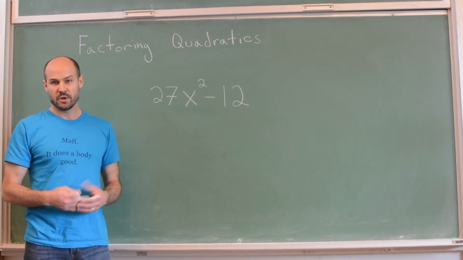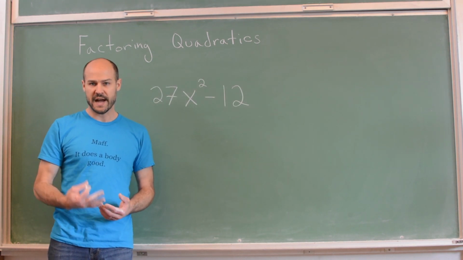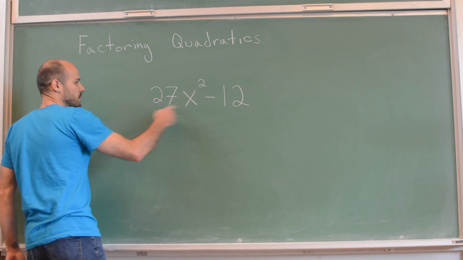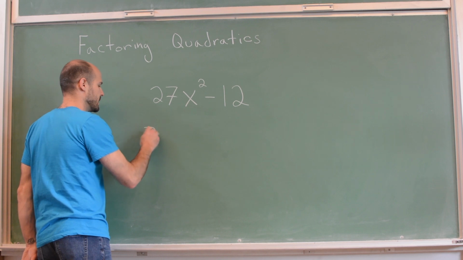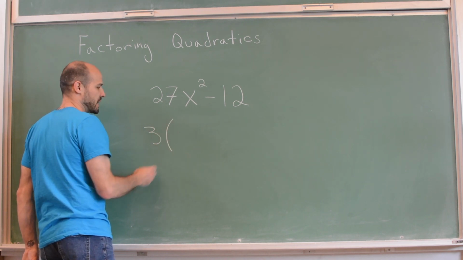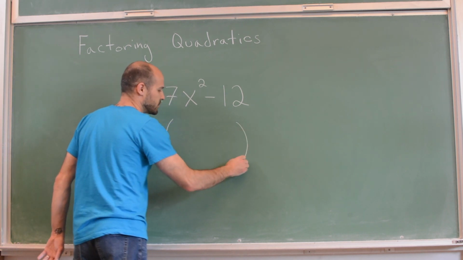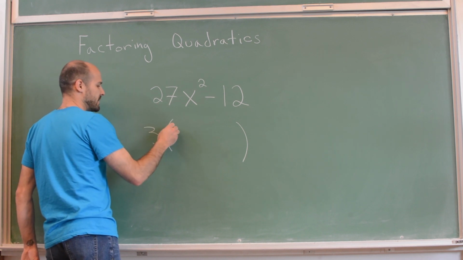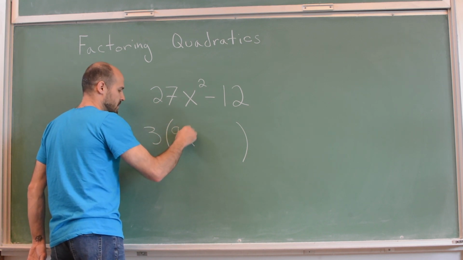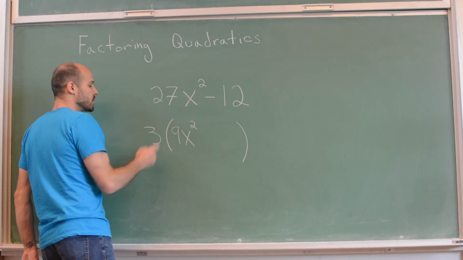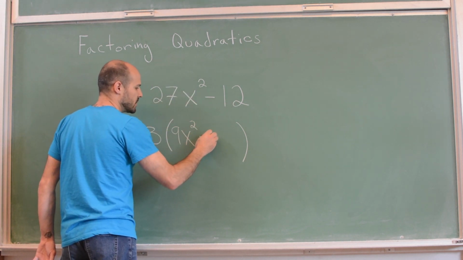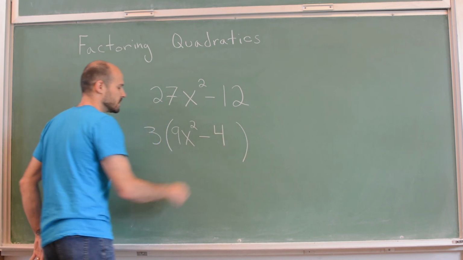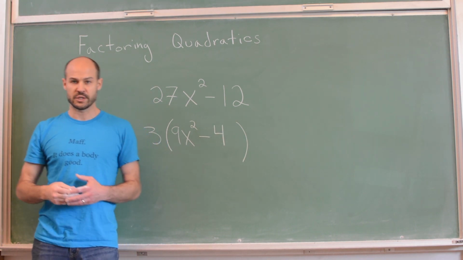Here's another example. We're going to start with step 1, which is to factor out the GCF. What number goes into 27 and 12? 3. So it comes out front of your set of parentheses, and we're left with what we're left with. 3 goes into 27 9 times. So we get 9x squared. When we take the 3 out of the negative 12, we get negative 4. That's your first step, taking out the GCF.